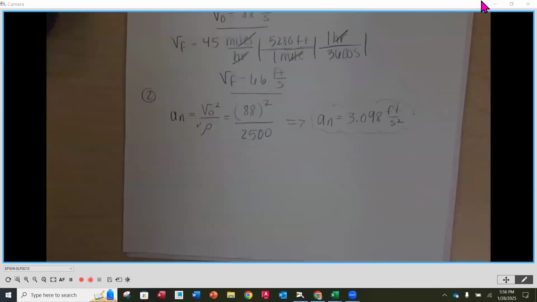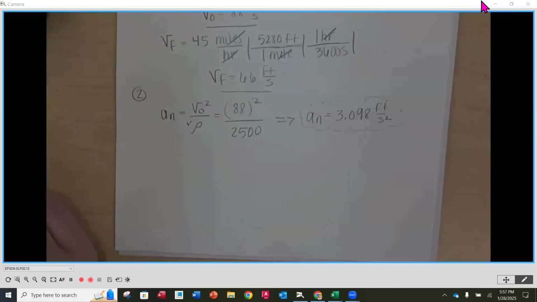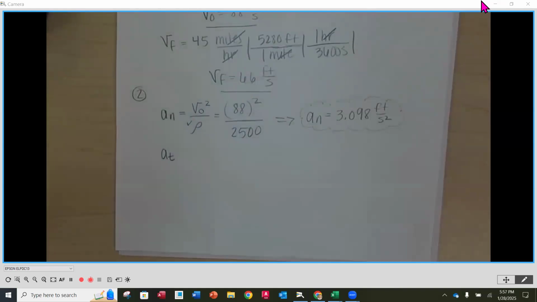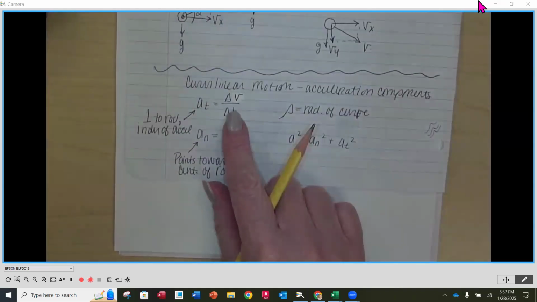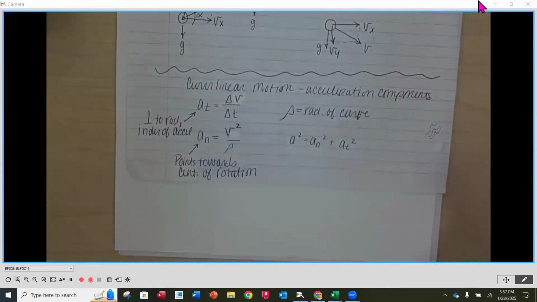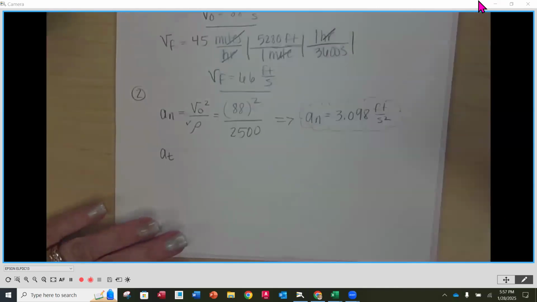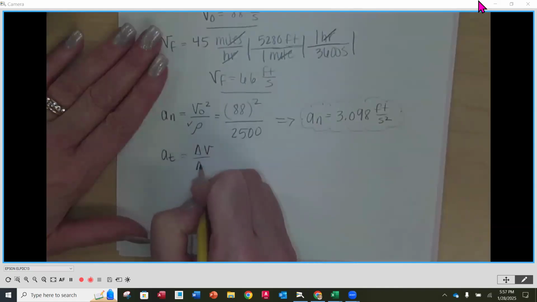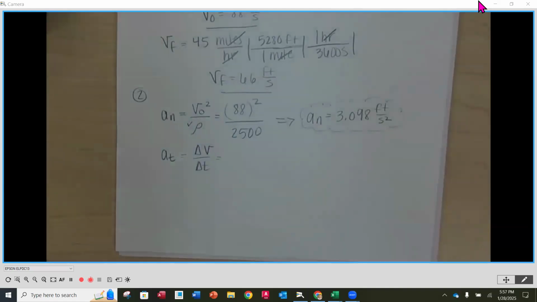Okay. Then the other one that we have here is going to be the tangential component. The tangential component, okay, if we go back to our equation sheet, is going to be the change in velocity divided by the change in time. It's like our standard acceleration, straight line acceleration, because it is a straight line acceleration that is perpendicular to the radius of rotation or the radius of the curve that we're on. So we're going to say, okay, that tangential is going to be equal to change in velocity over the amount of time that it takes to do that.